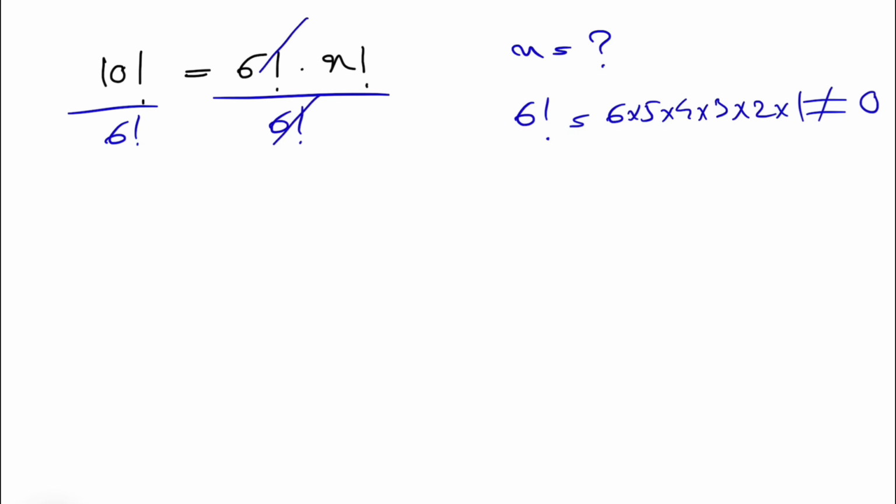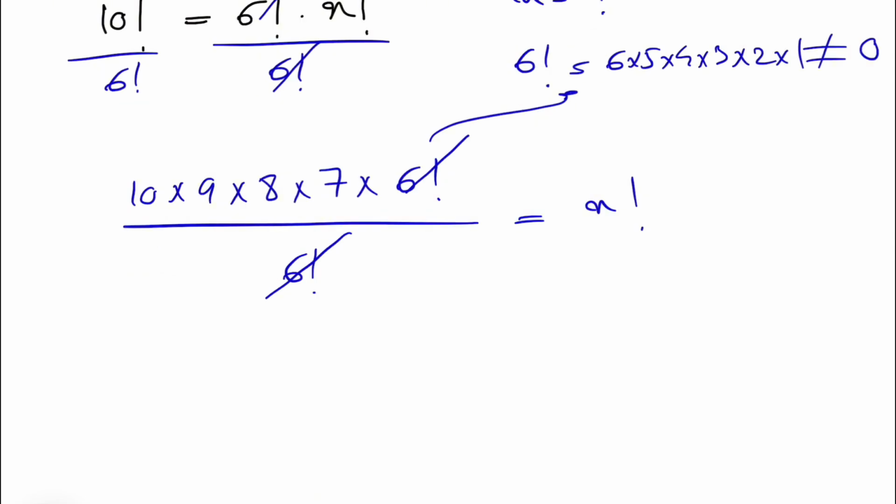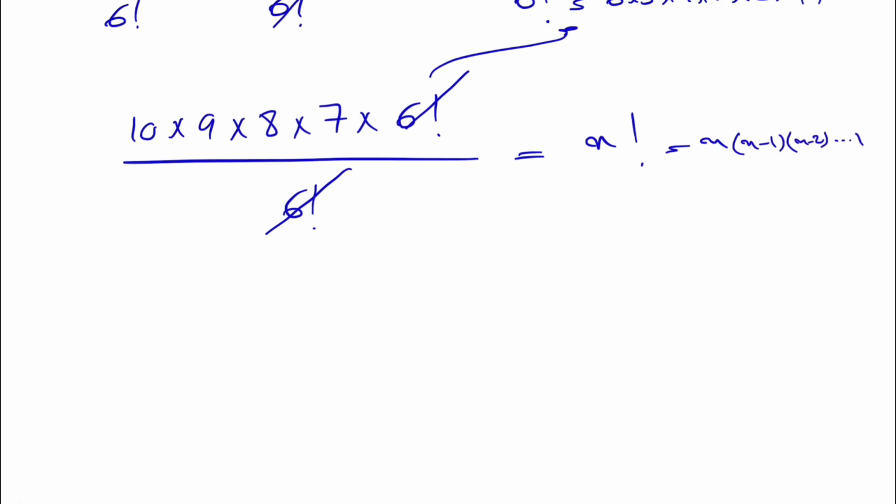And on the left side, we will have 10 factorial, which is 10 times 9 times 8 times 7 times 6 factorial, and the rest of this will be what we have in here, and we'll have this divided by 6 factorial, and this will be equal to x factorial. So on the left side we can cancel out the 6 factorial, and let's see what we have on the right side. So what we are left with now is 10.